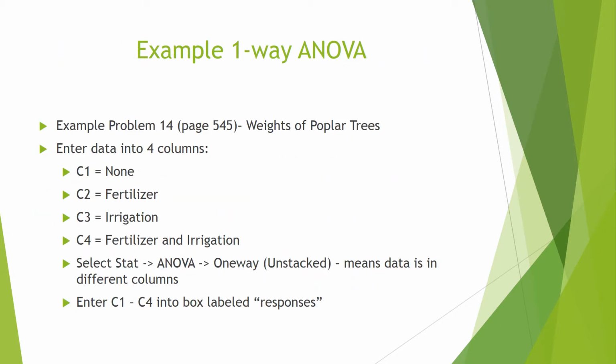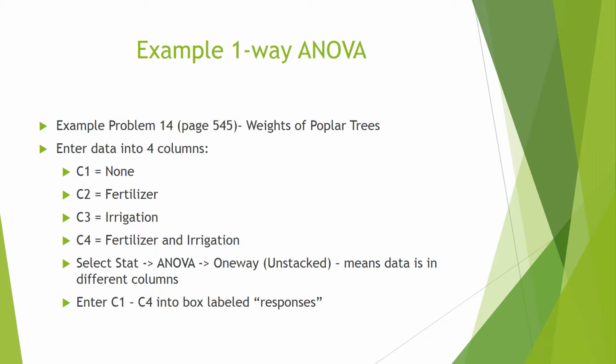So for example, suppose I'm looking at the weight of poplar trees. This is a problem in your book on page 545. We're going to enter this data into 4 separate columns. Column 1 will be weights of the poplar trees when no treatment is applied. Column 2 will be the weights when just fertilizer is applied. Column 3 will be the weights when just irrigation is applied. And column 4 will be the weights when both fertilizer and irrigation are applied.